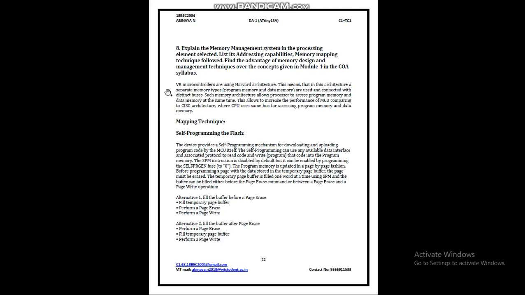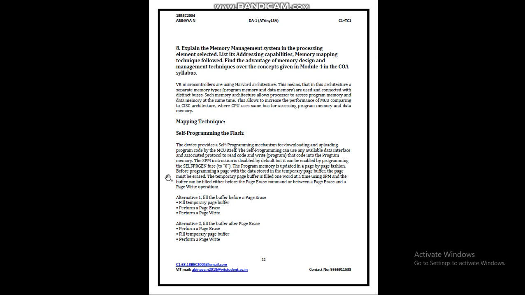In the eighth question, they have asked to explain the memory management system and the processing element. Here we will be seeing the addressing capabilities, the memory mapping technique, and also the advantages of the memory design and management techniques over the concepts given in module 4 of our computer organization and architecture syllabus. You can see the mapping technique is self-programming of the flash. This is one of the mapping techniques.